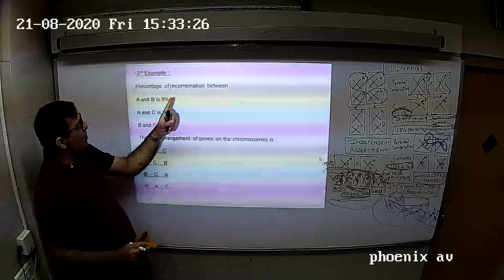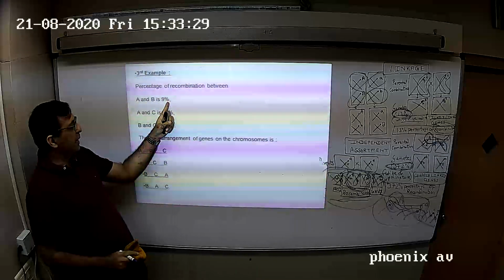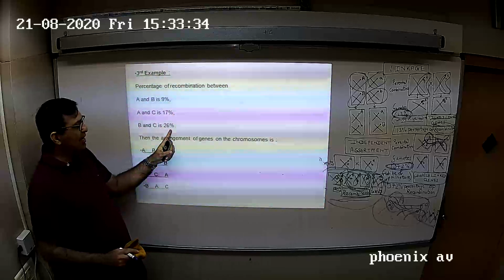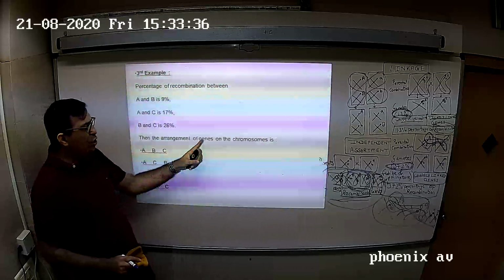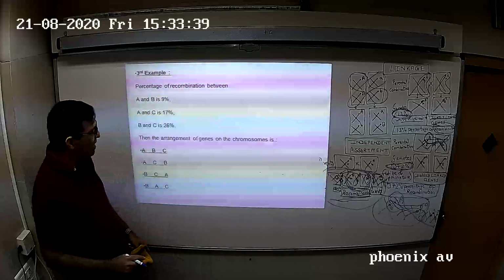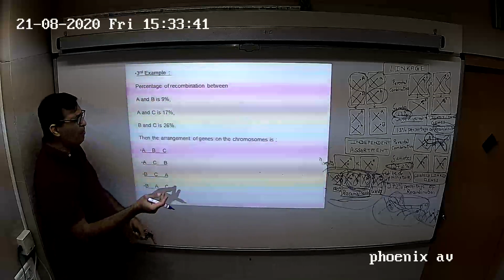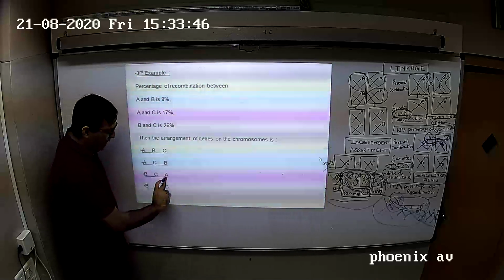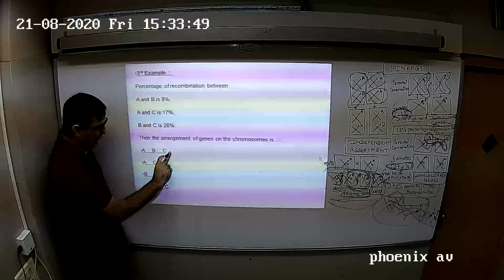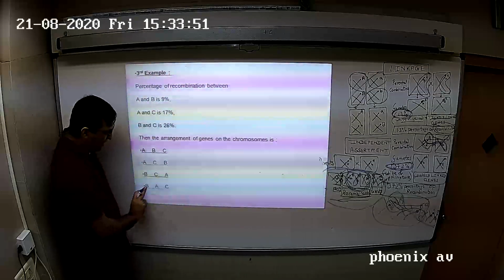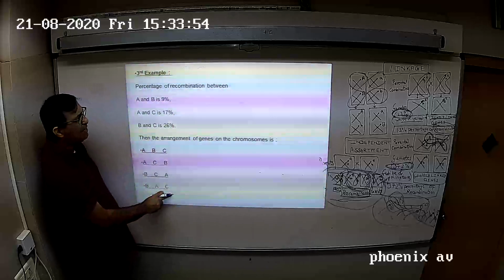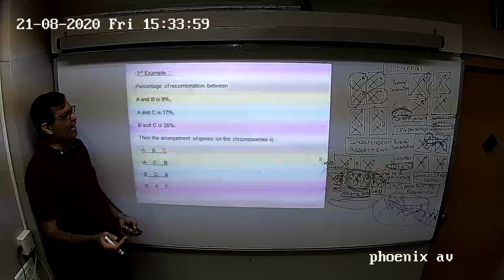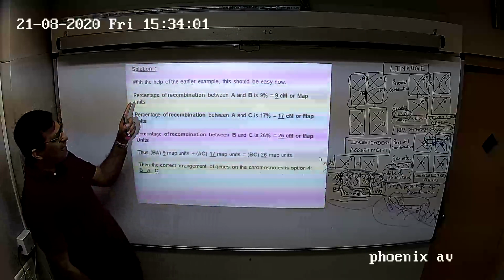Percentage of recombination between A and B is 9%. A and C is 17%. B and C is 26%. Then the arrangement of genes on the chromosome is? Now this will be very simple. We have options: ABC, ACB, BCA and TAC. Which of these arrangements of genes is correct? It should be very easy now.